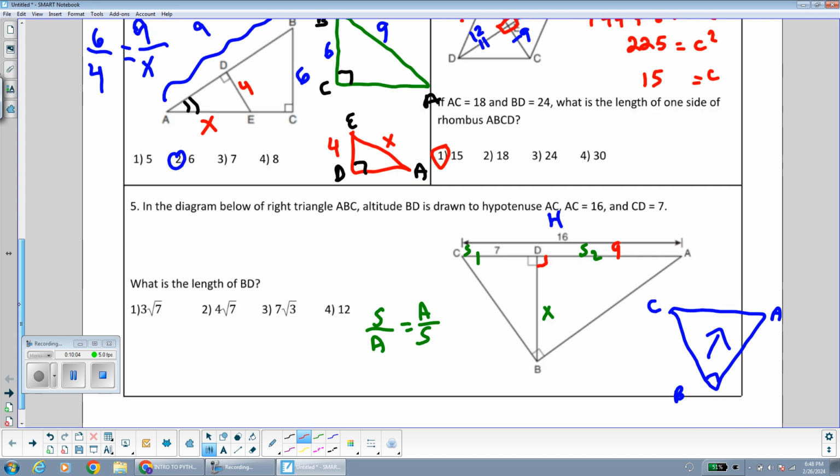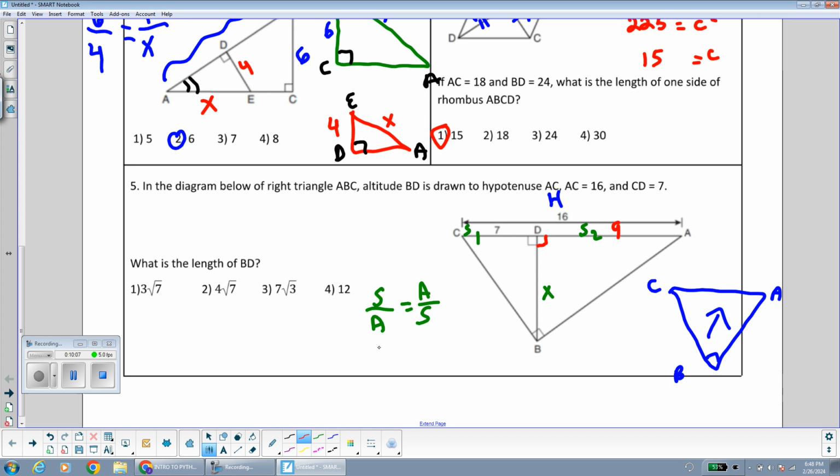And now we can plug in to SAS. The segments are 7 and 9. And the altitude is what we're solving for here, which is x. If we cross multiply, we have x squared is equal to 63. Using your calculator, you can simplify the radical. And if you simplify the radical, you should get answer choice 1, which is 3 radical 7.